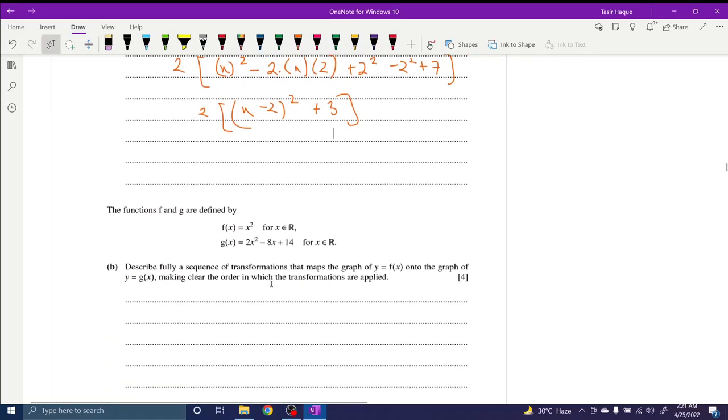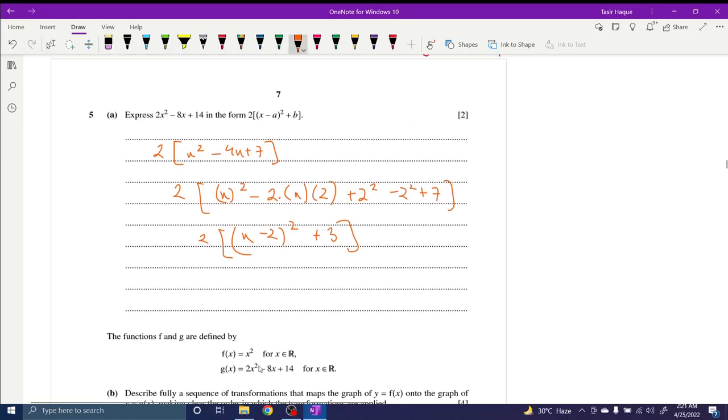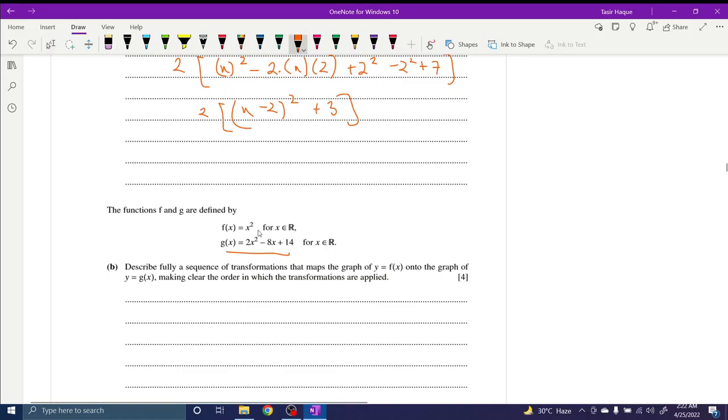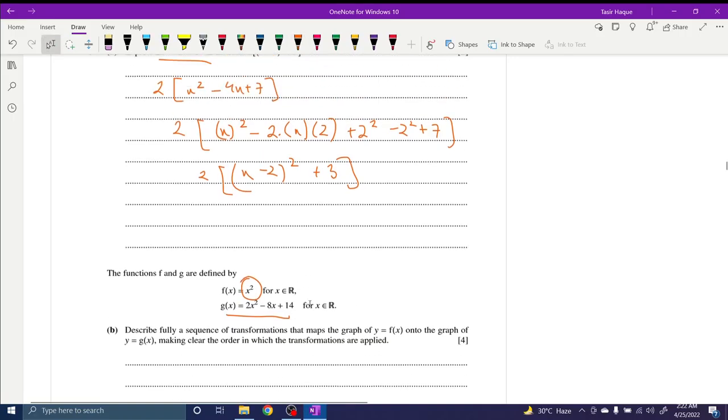Functions f and g are defined by this. So the interesting part is gx. gx is this one, the one we just completed squares for. So describe fully a sequence of transformations that maps this onto that graph. So what's the change that we brought to x squared? Basically, there's clearly a translation of 2 and minus 3.